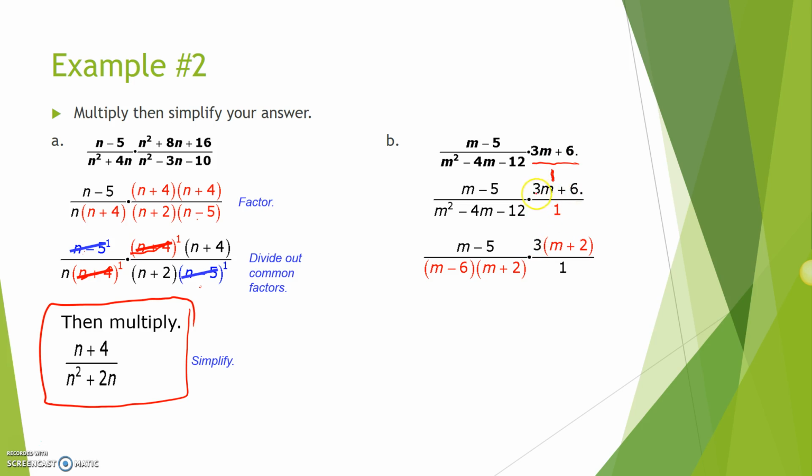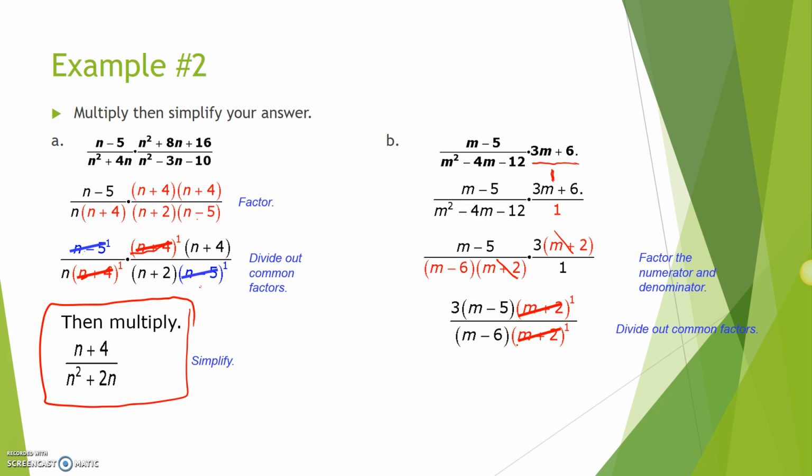So let's look at 3m plus 6. You can factor out a 3. So you have 3(m plus 2). So I factored out this situation. Then what I'm going to do is divide out common factors. So common factors, just looking at this, is going to be the m plus 2. So what I'm going to end up with is 3(m minus 5) over (m minus 6).